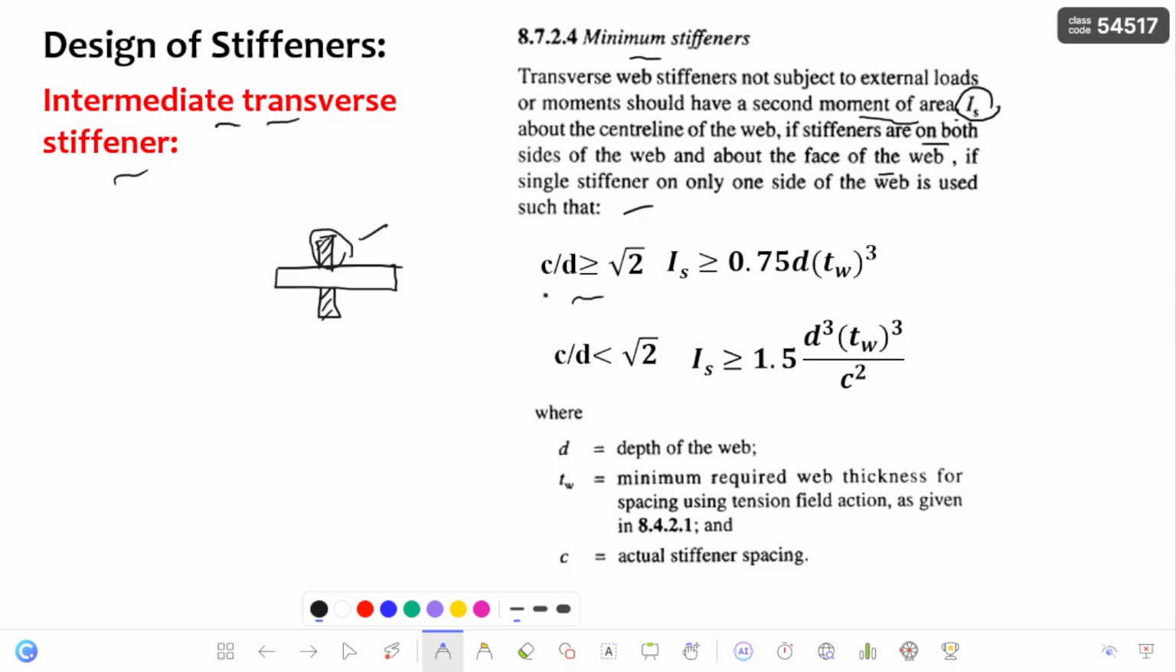So here you can see the C by D ratio, if it is greater than or equal to root 2, where C is the stiffener spacing and D is the depth of the web, and Is is the minimum moment of inertia, or you can say second moment of area, and it should be greater than or equal to 0.75 times the depth of the web into the thickness of the web whole cube. Similarly, for the C by D less than root 2 condition, this condition has to be satisfied. So whenever the transverse web stiffeners are not going to take any external loads or any external moments, under those conditions they should satisfy the minimum moment of inertia condition. This is one of the important codal provisions regarding the intermediate transverse stiffener.